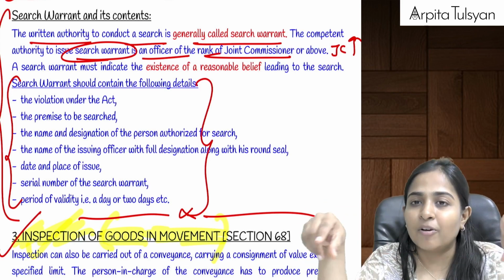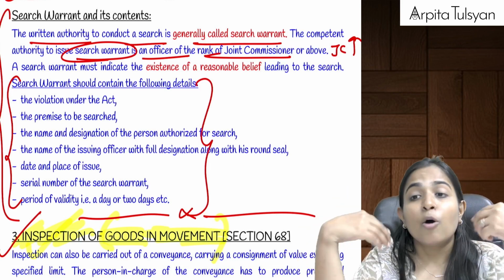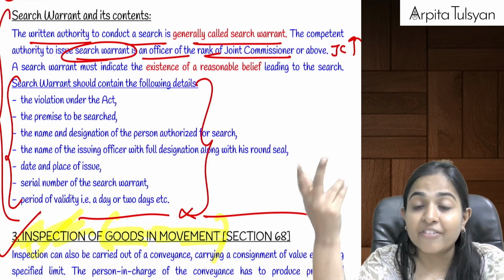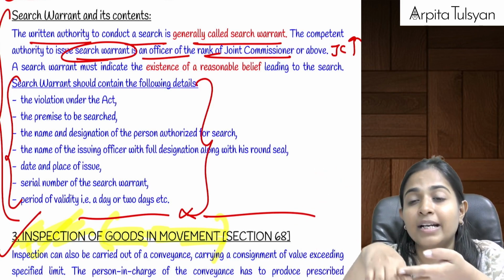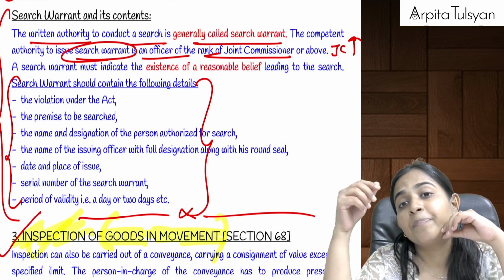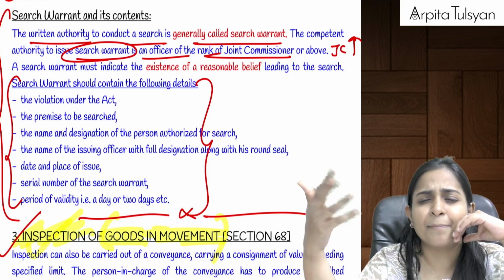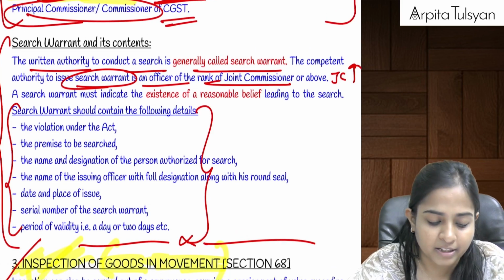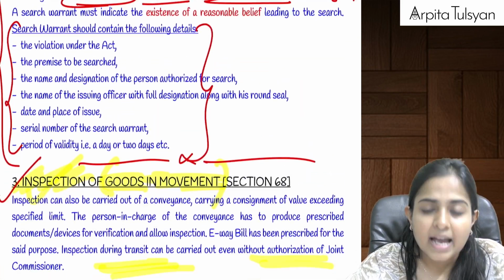This search warrant will be valid for how many days, and who is going to do the search, his name, designation, etc. The details of the joint commissioner who has given the search warrant will be written there, then the time, place, and date of issue of that search warrant, and so on and so forth. These things will be written in this particular search warrant. Are you clear with this?